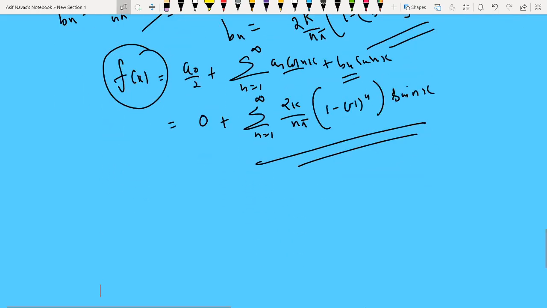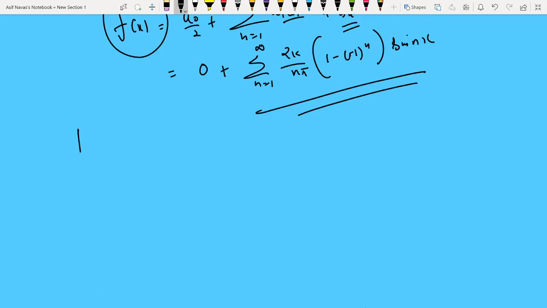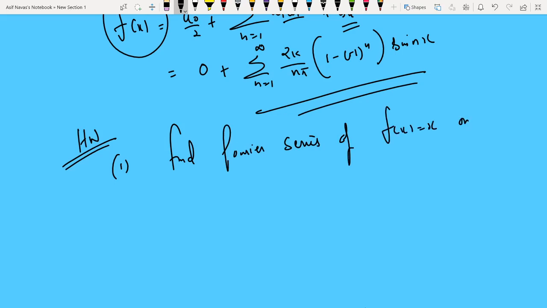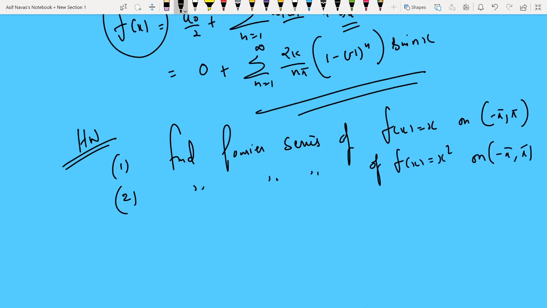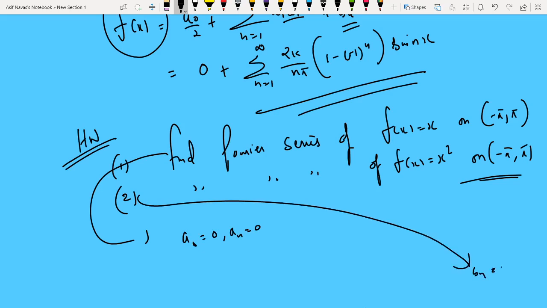So now I will give you two homeworks. Homework. First one, find the Fourier series of f of x equal to x on the interval minus pi to pi. And second one, find the Fourier series of f of x equal to x square on minus pi to pi. I will give you a hint: in the first problem, a naught and an must be equal to 0, and in the second problem bn must be equal to 0, and I will tell you why it happens in the next class.